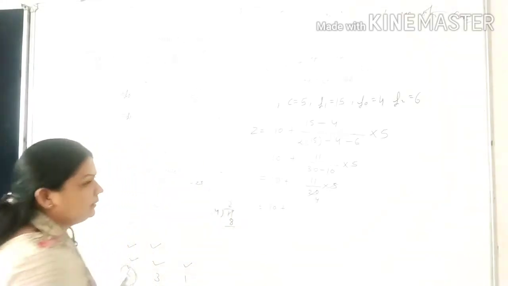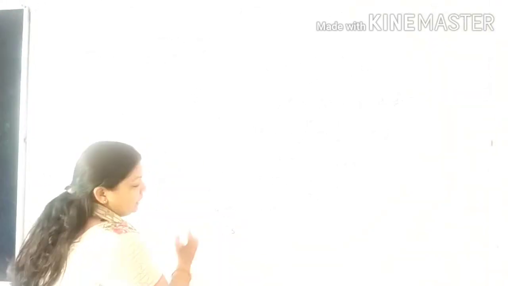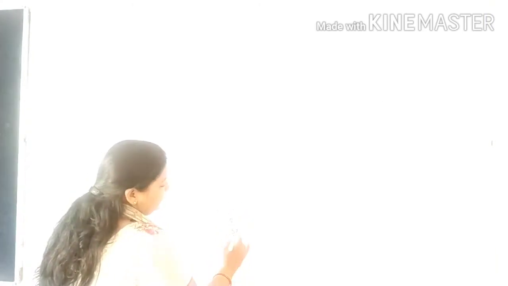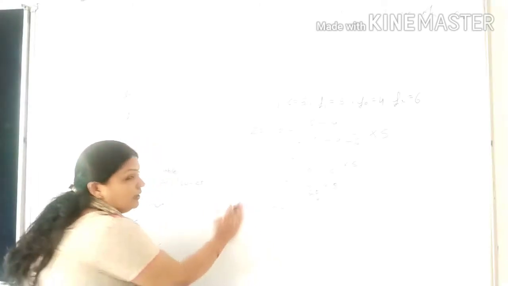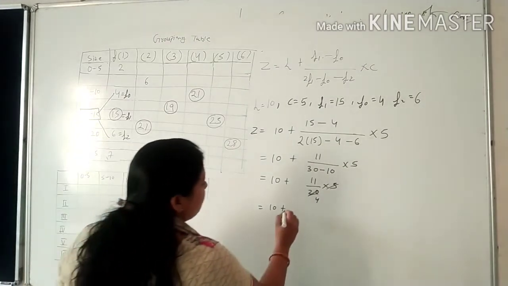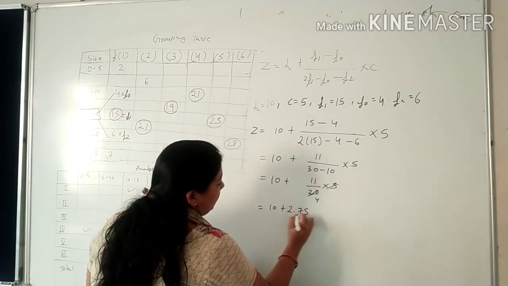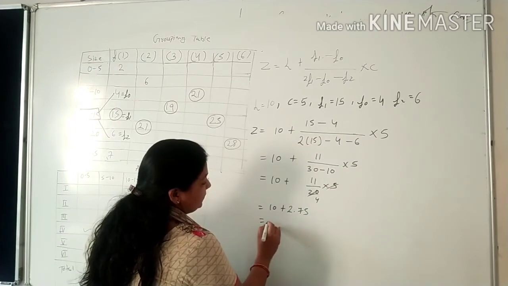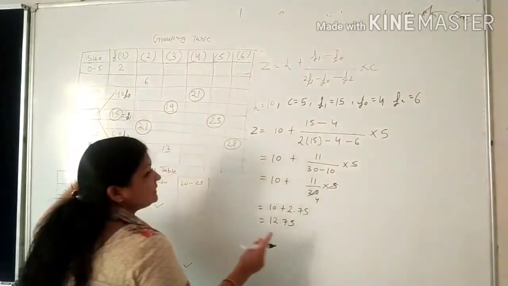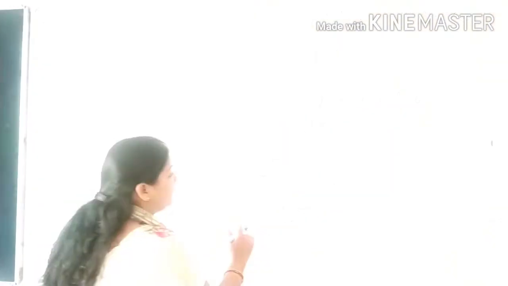11 में से 8 minus करो, so it should be 3, decimal 0. 4 7s are 28. 2 0 5. So 2.75 almost. You got the answer, 2.75. So 10 plus 2.75 it should be 12.75. Here size is given, it means unit is not given, so don't write the unit.